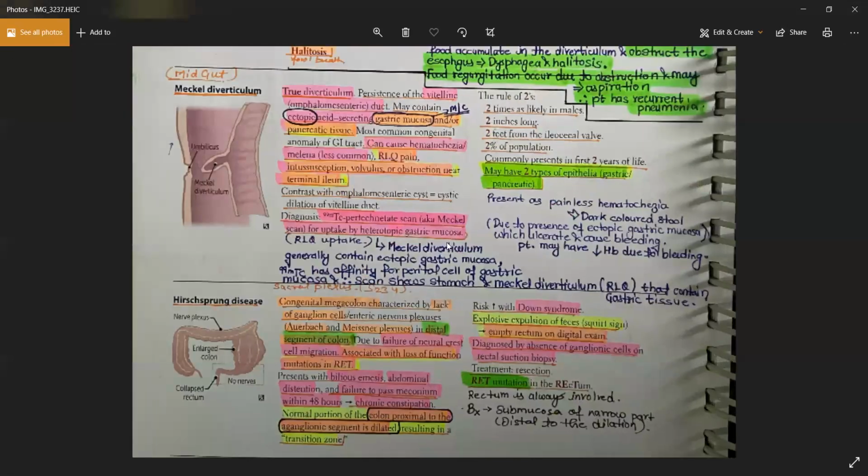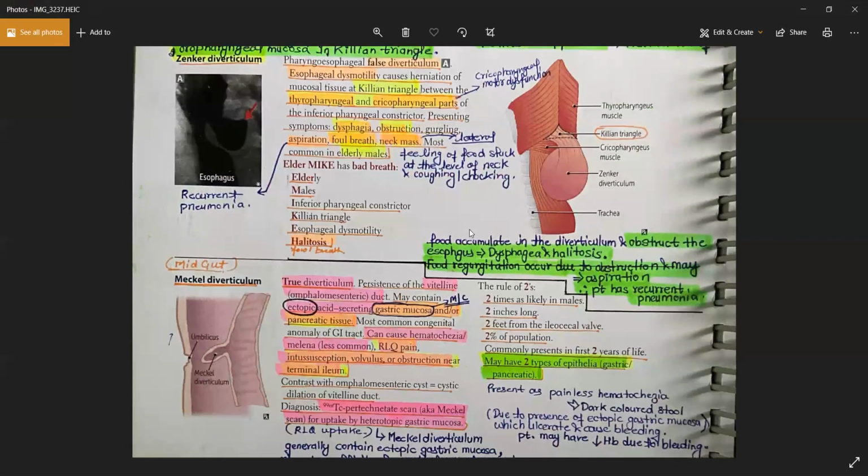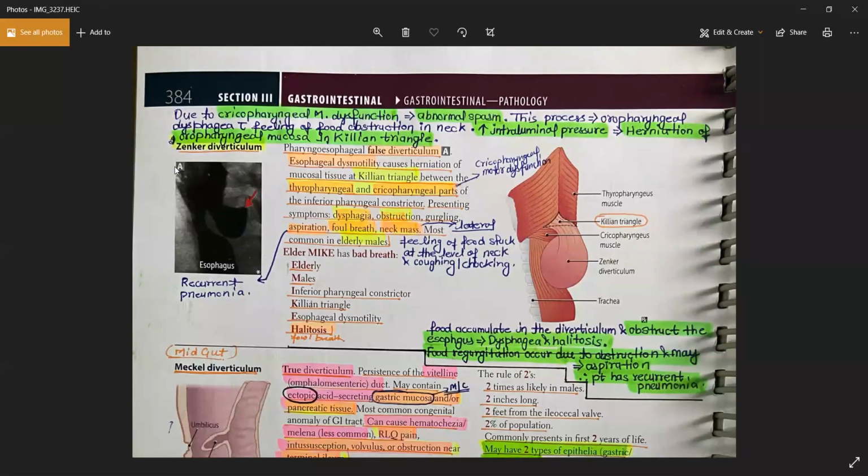We have discussed the colonic diverticula. Now we need to discuss the esophageal diverticulum, okay, which is Zenker's diverticulum. It is also a false diverticulum, and just like the colonic diverticulum, it also happens because of an increase in the intraluminal pressure in the esophagus, right? And that happens because of a dysfunction of the cricopharyngeal muscle.